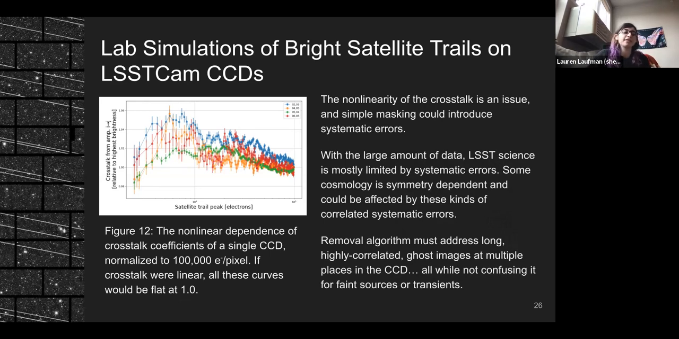What's interesting is that, don't ask me because I don't get it, but in cosmology, there's special stuff and the noise in your image actually matters because some cosmology is symmetry dependent. If you'd asked me this a semester ago when I was in a cosmology related class, I would have understood, but at this point I don't quite remember. However, it's important. Cosmologists care about noise. And so your removal algorithm has to address these long, highly correlated ghost images at multiple places in the CCD, all while not confusing it for faint other sources or transient sources or anything else. That's difficult.